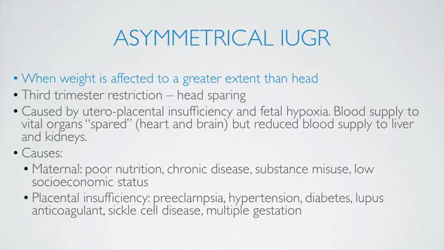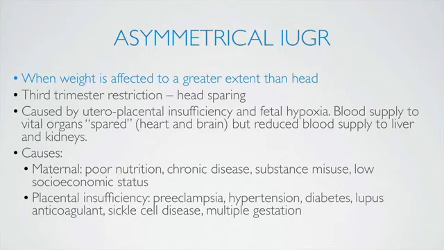Asymmetrical IUGR is when the weight is affected to a greater extent than the head. So what I mean by this is that the head keeps growing, but the abdomen does not grow at the same rate. So this is what we call head sparing. So the fetus has sort of gone into an emergency mode where the blood supply to the vital organs is spared, so the heart and the brain are spared and keep growing, but the blood supply to the abdomen, the gut, the liver, the kidneys is reduced, as this isn't thought as so important as the heart and the brain. So the head keeps growing and the body doesn't grow at the same rate.